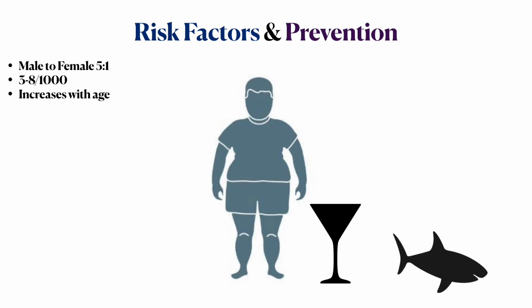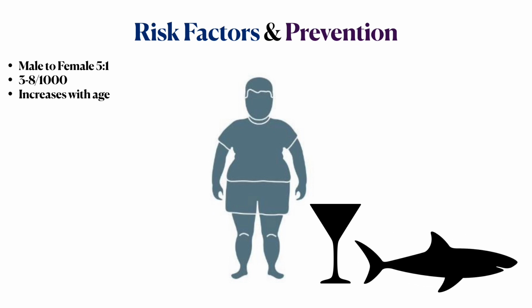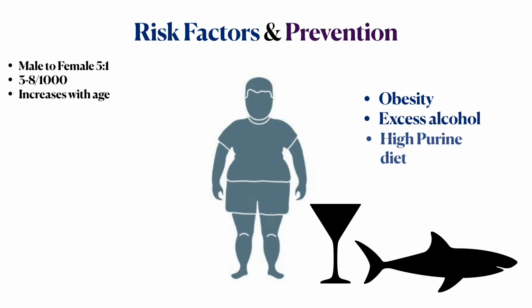Yes, there can be a family history component. Yes, there can be a genetic component to it, but the vast majority of people getting gout fall into the risk factor categories of obesity, excess alcohol intake, a high purine diet, so foods that are high in purine. And also there are other factors involved there as well.